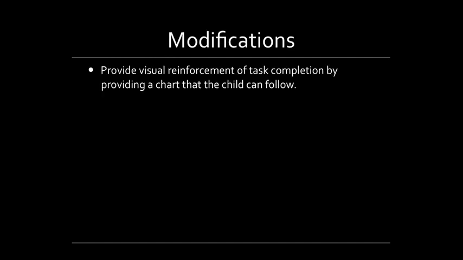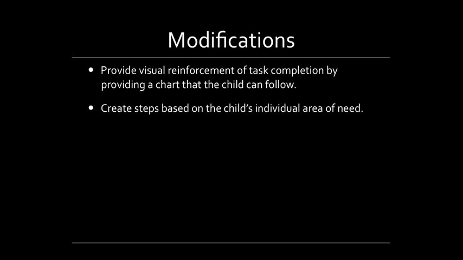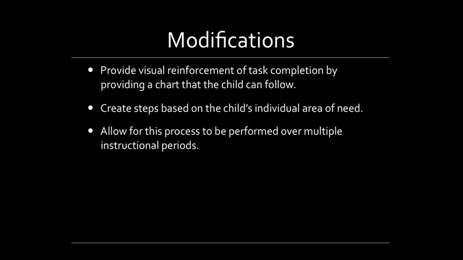Modifications you can use for the moderate to severely disabled student. Again, provide visual reinforcement of task completion by providing a chart that the child can follow. Perhaps allow the student to manipulate the chart and move themselves ahead on a pegboard system of some sort. Make sure you create the steps based on the child's individual area of need. If your child, for instance, has trouble brushing their teeth, you may want to break down the steps to incorporate that area of need. Again, allow this process to be performed over multiple instructional periods.